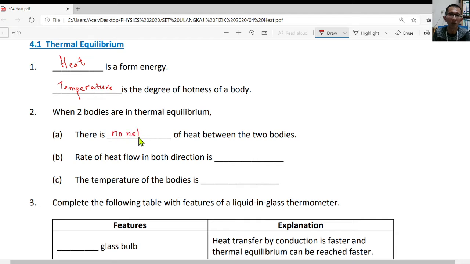Alright, so when two bodies are in thermal equilibrium, there is no net flow of heat between the two bodies. Meaning to say that the net flow of heat equals 0, and the rate of heat flow in both directions must be equal. They must be the same. And whenever we have two bodies in thermal equilibrium, the temperature of the bodies is also equal.